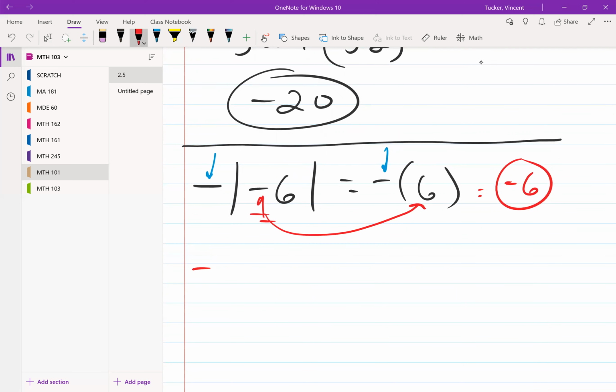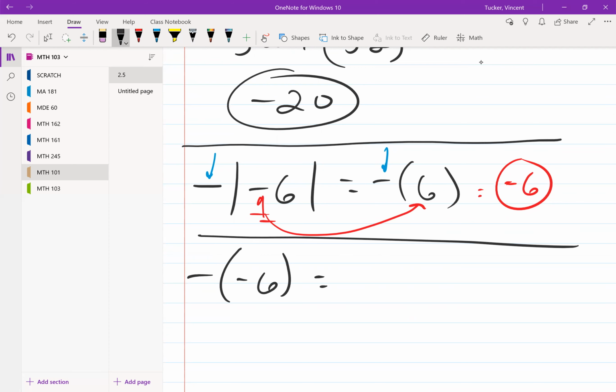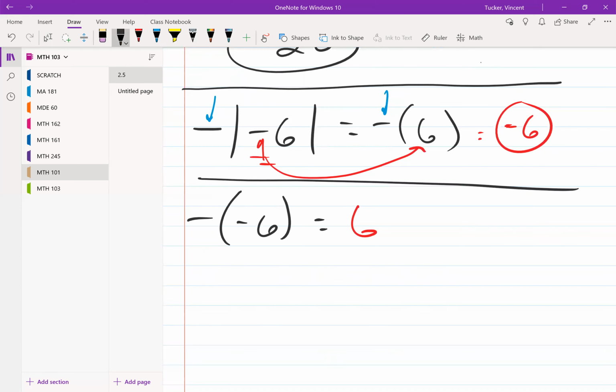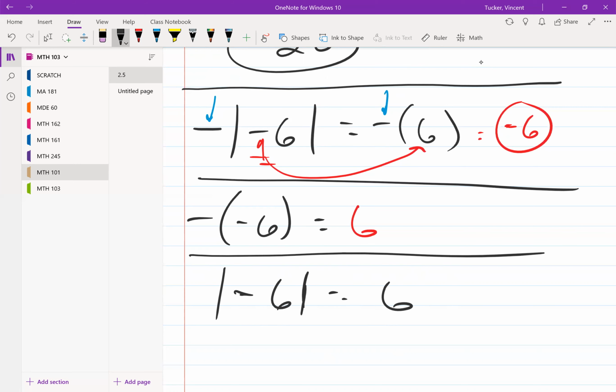Now, if you had negative, let's do this like this. If it was just parentheses, then a negative to a negative, like we saw in the last problem, will give you a +6. So you just have to be careful. Those absolute value symbols matter, and they have to be applied properly. Absolute value of -6 is just 6 as well.